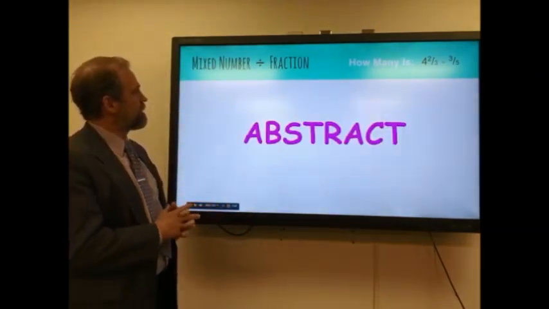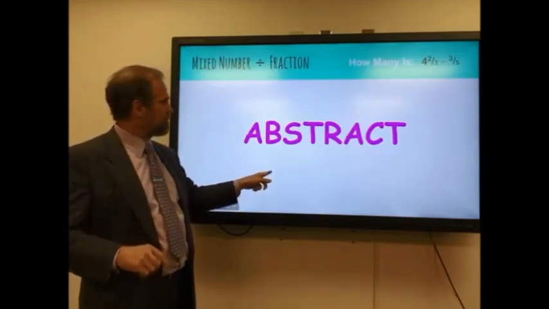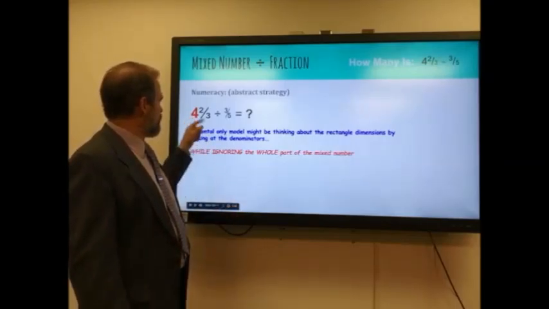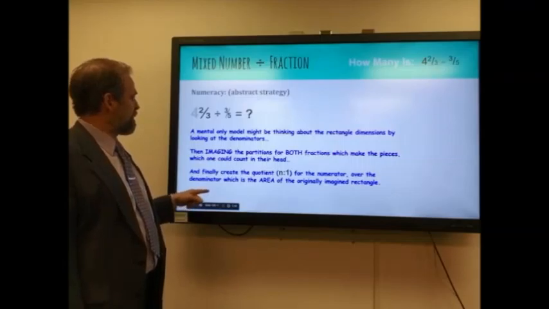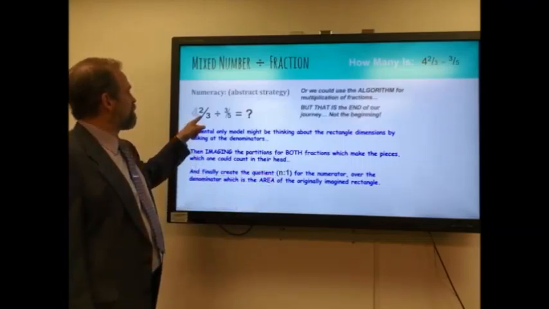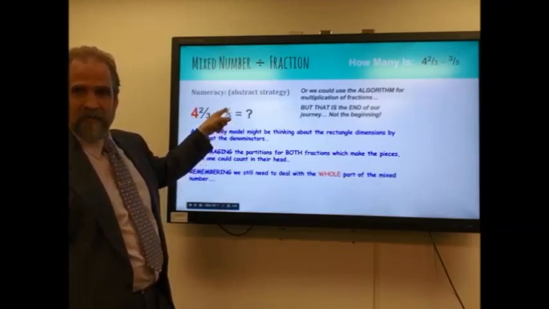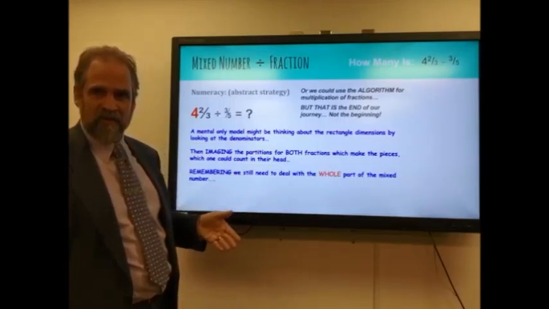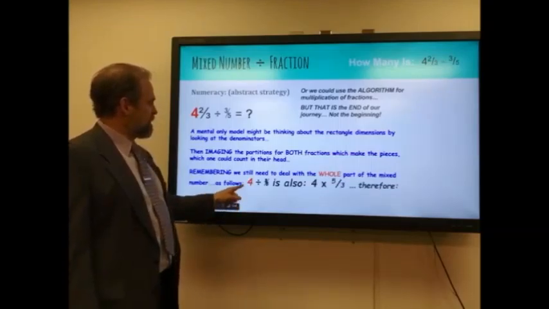Oh, I'm sorry, abstract. My bad. Mental math. I might mentally model it. I might imagine partitions. I might finally get an n-to-1 relationship. I might convert that to 4.66 and convert that to whatever its decimal is. Could I do that and then try to figure out the fraction that's left over? It's not always as easy, but I can. So there's a lot of ways I can do it.